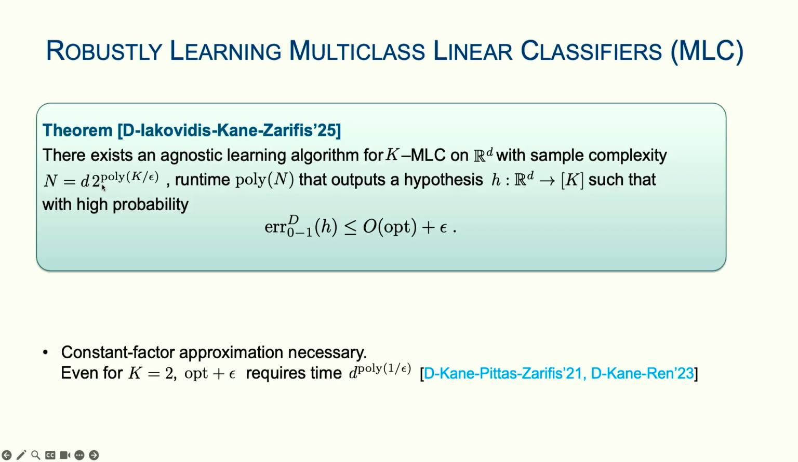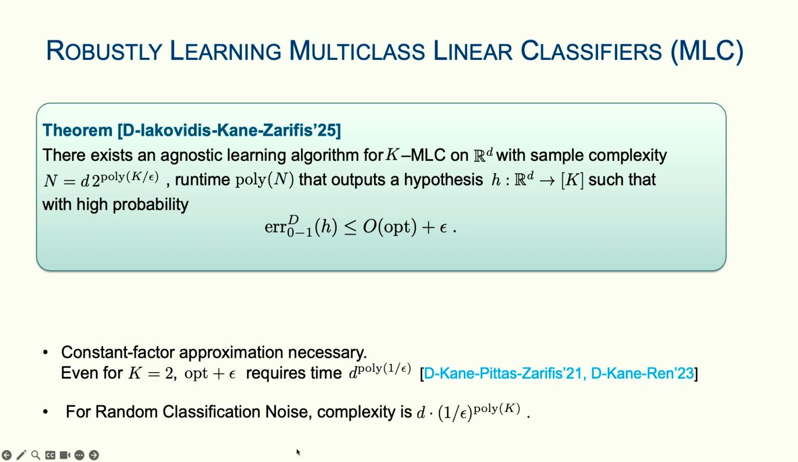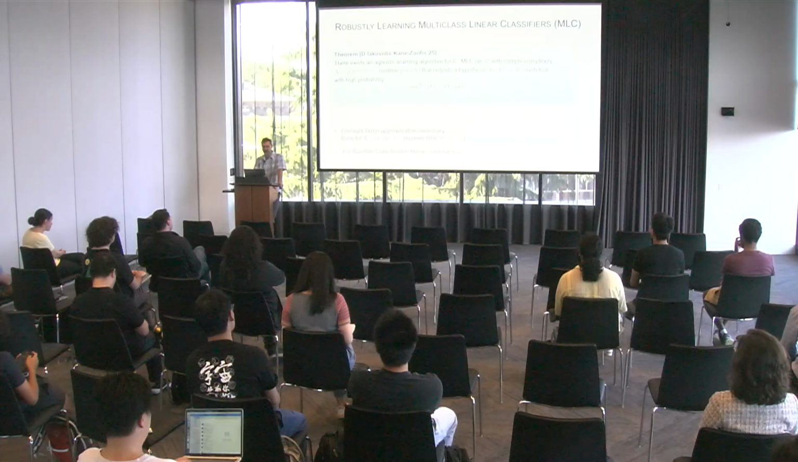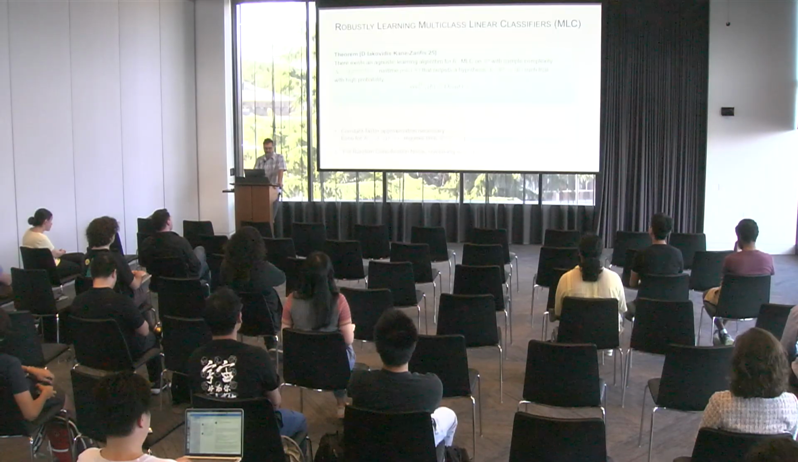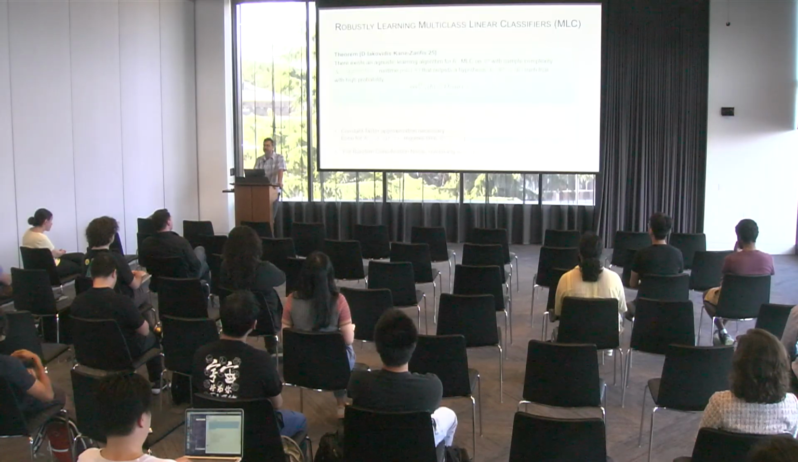And if the noise was random, we can get something a little bit better. The overall complexity would be 1 over epsilon to the k. So we still have to pay the k in the exponent, but at least the dependence on both d and 1 over epsilon is pretty good. Any questions so far? That's the first theorem, and I'm going to spend maybe the next 10 minutes explaining how the algorithm works.